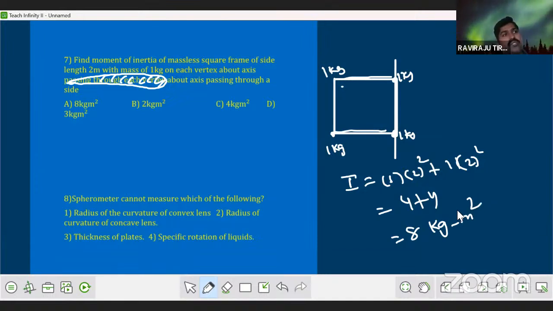Till now, whatever the questions we solved, all are simple only. Simply, if you know the formula and very basic points, easily you can solve all these problems.